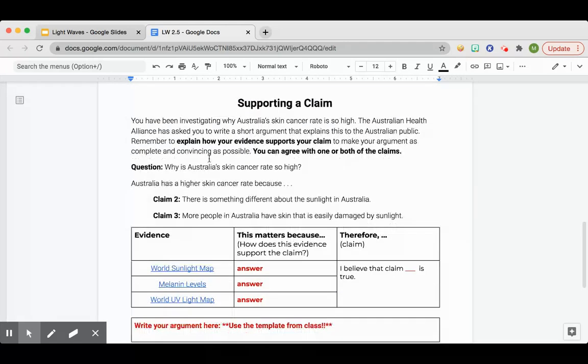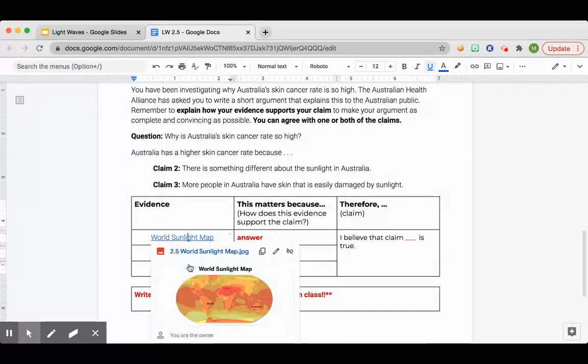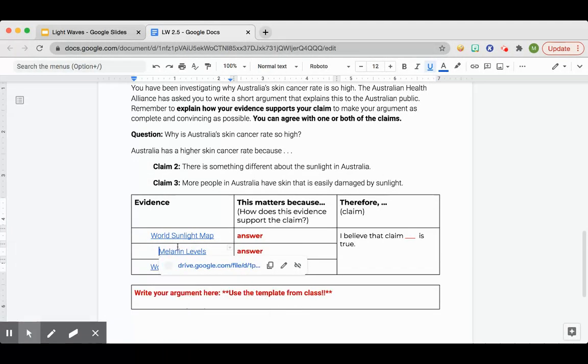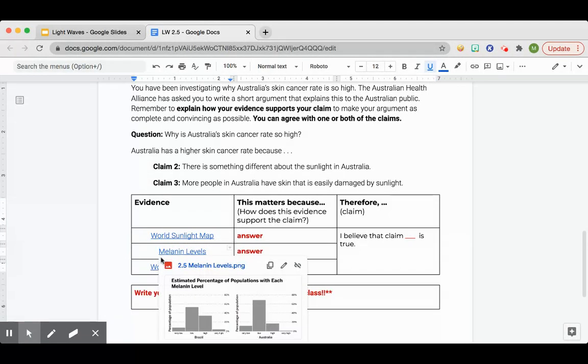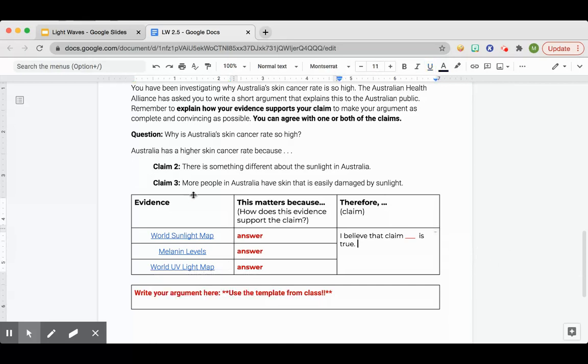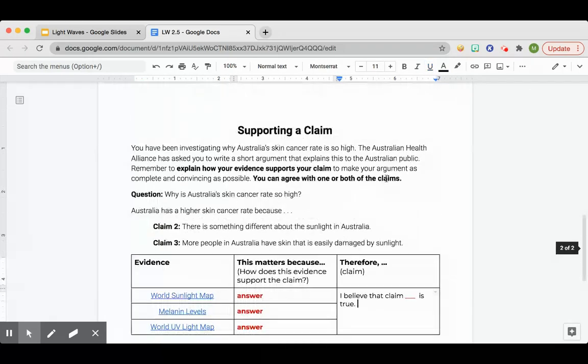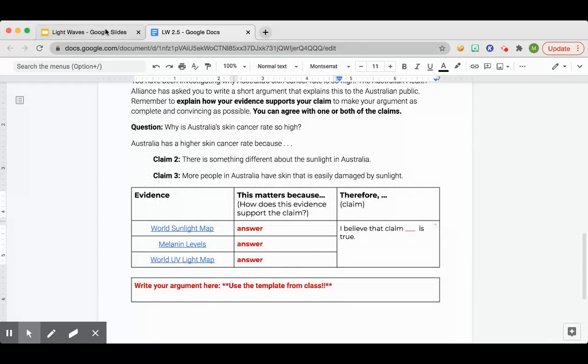Answer there. And then we're going to answer the question here. You'll see again the reasoning tool. So I have linked for you the world sunlight map, melanin level graph, and the world UV light map. Also take into consideration the things you learned from these two.